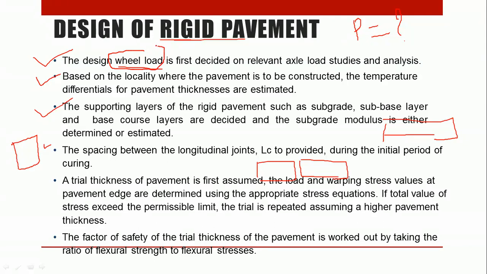So by considering this design wheel load, the wheel load stress and the warping stress on the pavement are calculated by assuming a trial thickness. Some thickness we assume, 600 or 800 mm, whatever is relevant, and approximately by considering that thickness of the pavement, we find out the warping stress as well as the wheel load stress which is developed in the pavement.